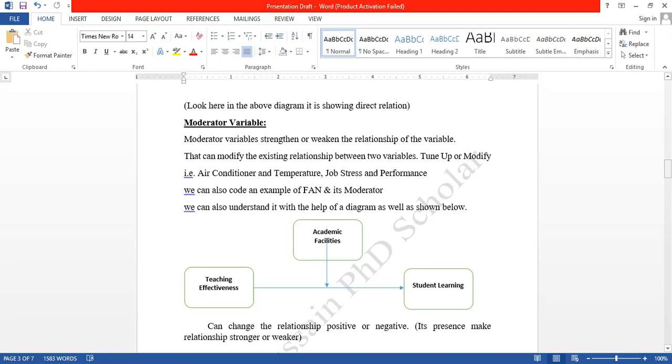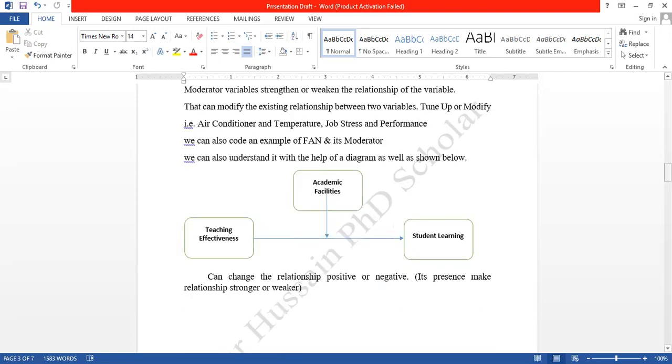As for teaching effectiveness, if we want to find out that if academic facilities are provided to the teacher or at the organization, then how it will affect the students' learning behavior. Teaching effectiveness and academic facilities can change the relationship. This can change the relationship positively or negatively. Its presence makes the relationship stronger or weaker.